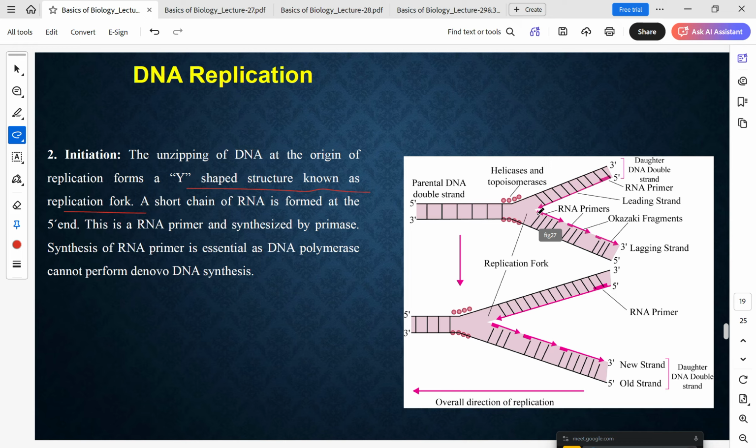There is a short chain of RNA that forms at the 5' end. This is known as an RNA primer here, and it is essential for the DNA, because DNA polymerase can't start de novo DNA synthesis.